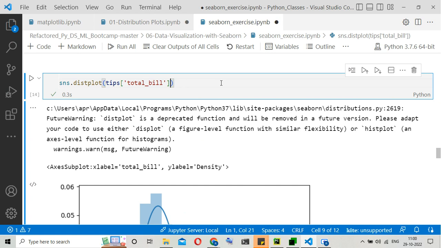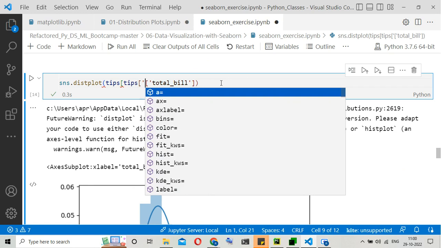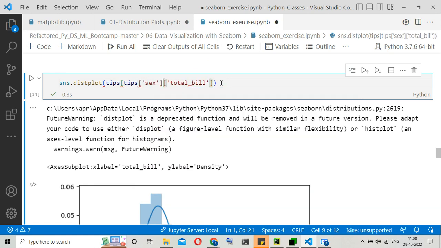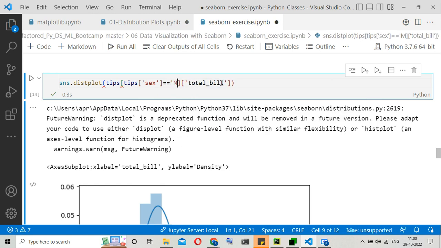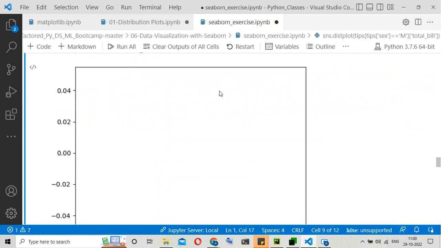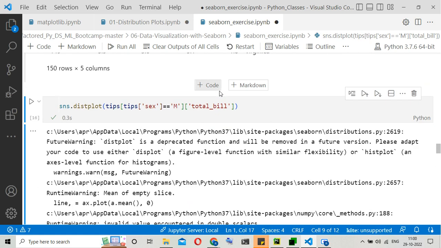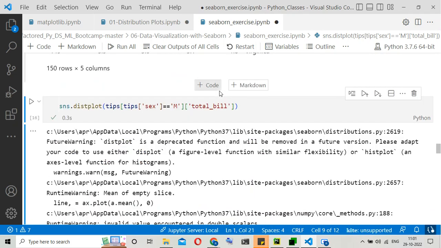Wait, I think first we have to put the condition. Remember, it was given male and female. Oh, okay. Yeah, capital M-A-L-E.